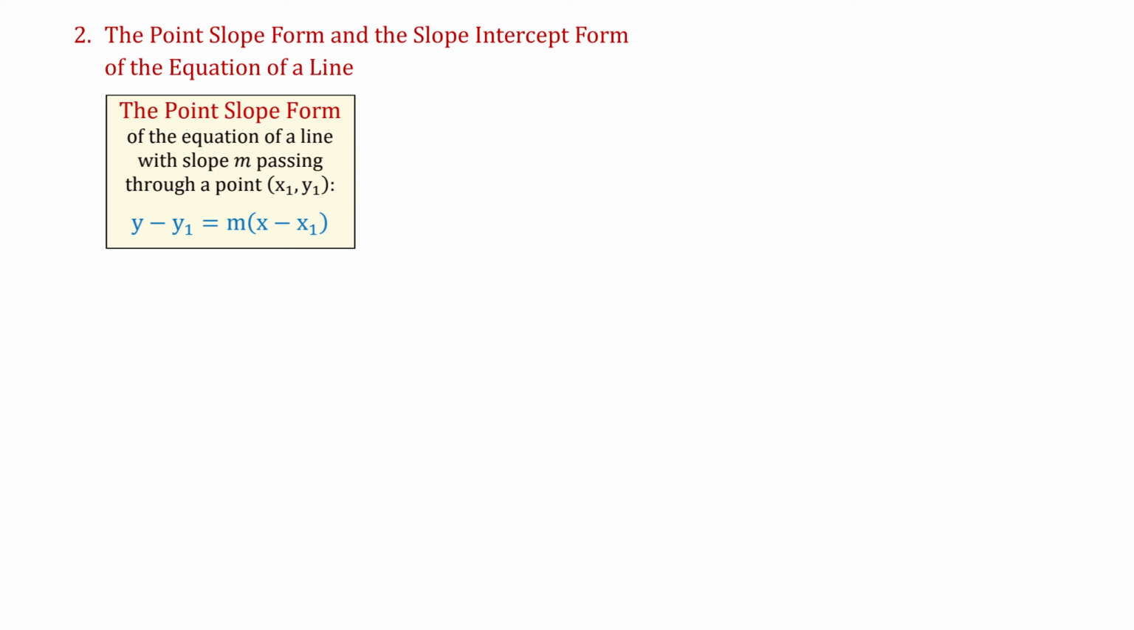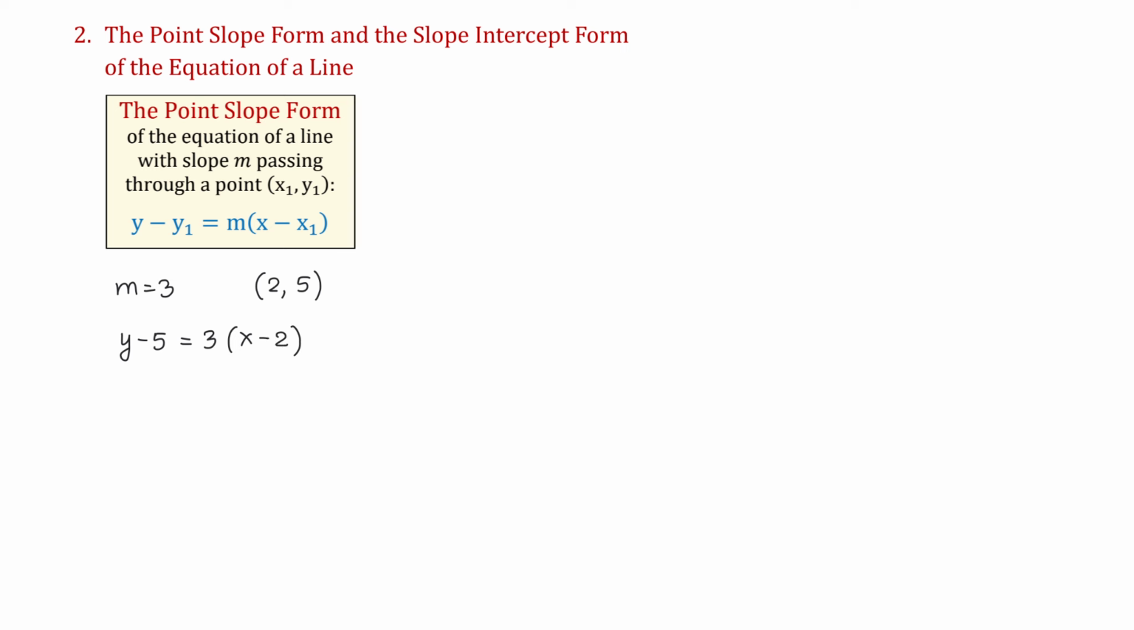For example, let a line have the slope 3 and pass through a point 2, 5. Then to write the equation of this line in the point-slope form, we will replace m with 3, x sub 1 with 2, and y sub 1 with 5. So we will have y minus 5 equals 3 times x minus 2.